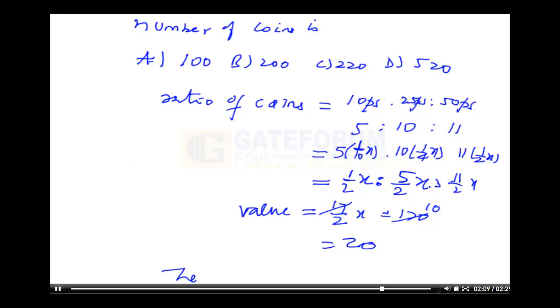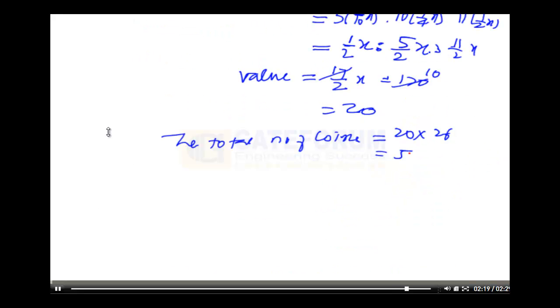So the total number of coins is equal to 20 into the total number of parts. 5 plus 10 plus 11 is equal to 26, so that is 520. So the answer is D.